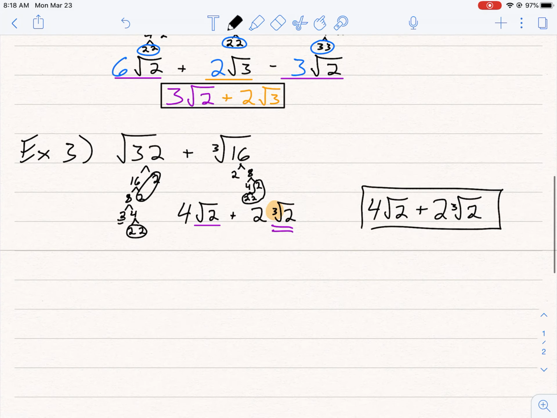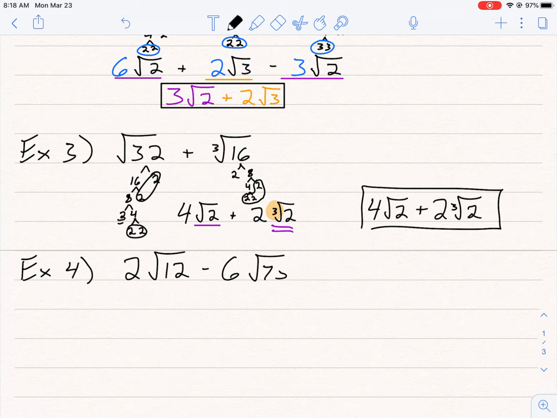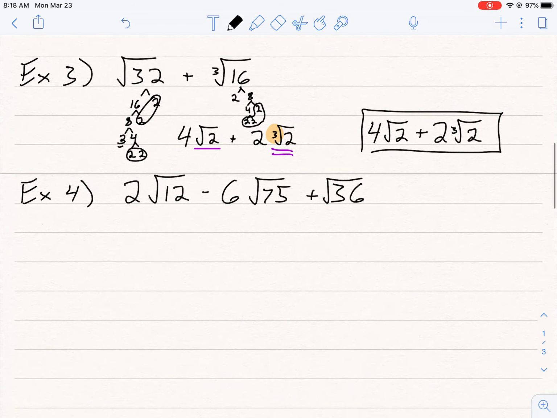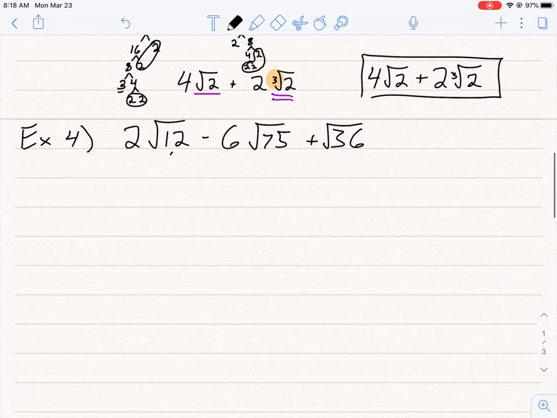Now let's look at one more example. This one I'm going to have some more challenging simplifying problem. Let's do 2 square root of 12 minus 6 square root of 75 plus square root of 36, excuse me. So let's simplify these here.